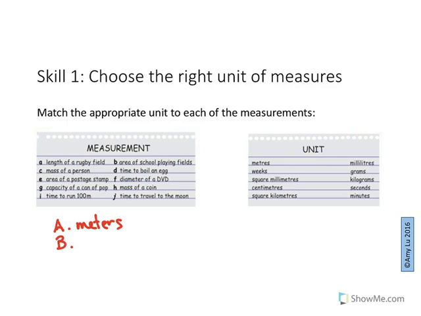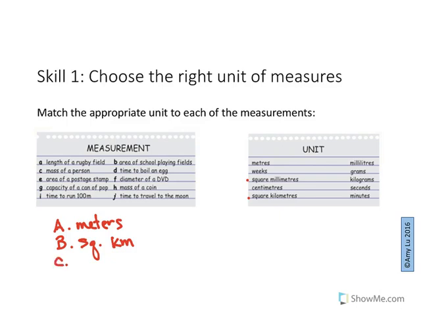For B, the area of a school playing field, we know we have to use square something. So we have square millimeters or square kilometers. Millimeters is very tiny. Like if you look at your ruler, those little lines, those are millimeters. So realistically, we would use square kilometers.